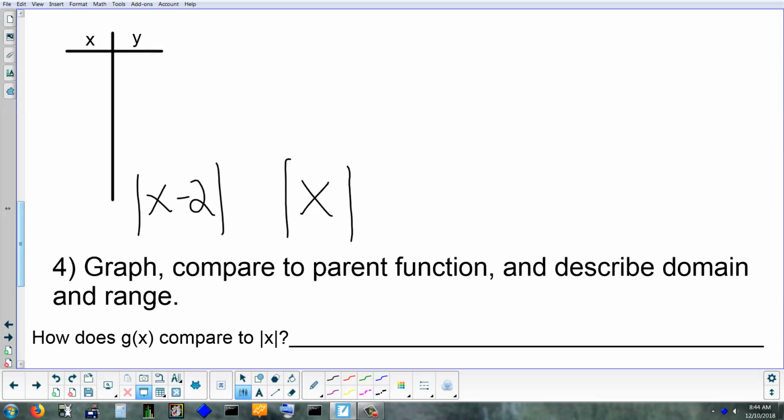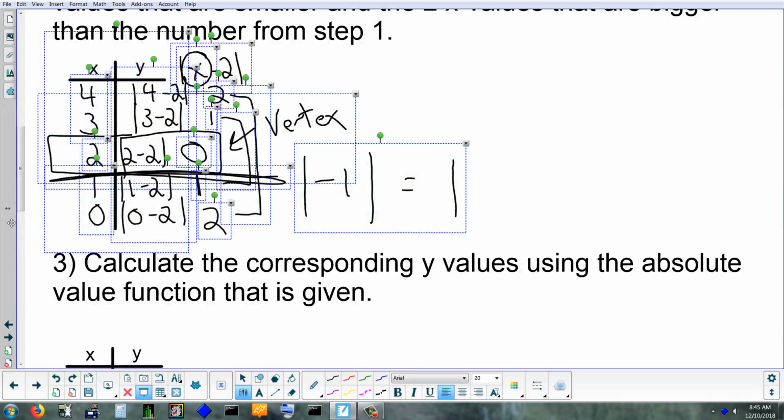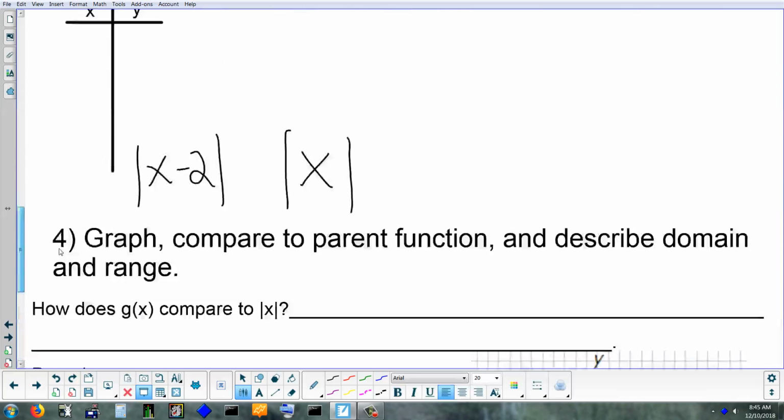So to graph it, go back to your chart you filled in with all your values. You say you're going to bring that down? Cool.